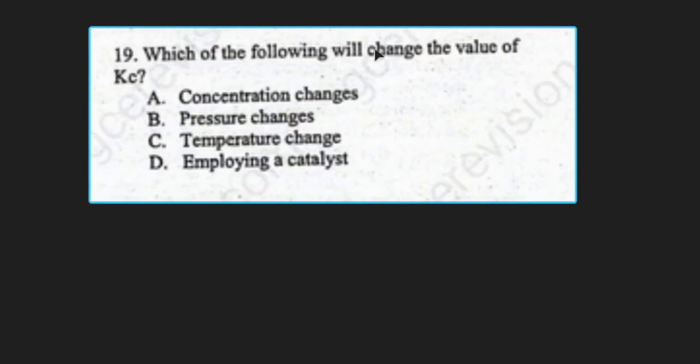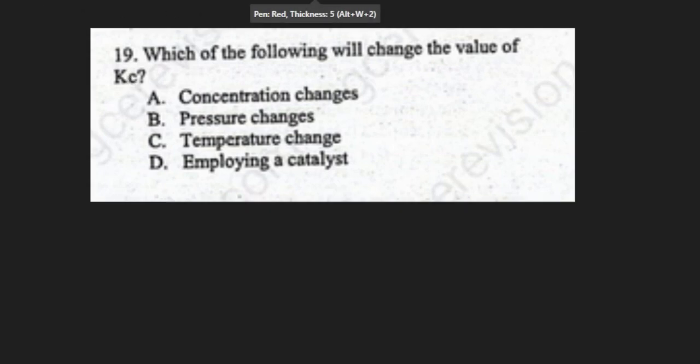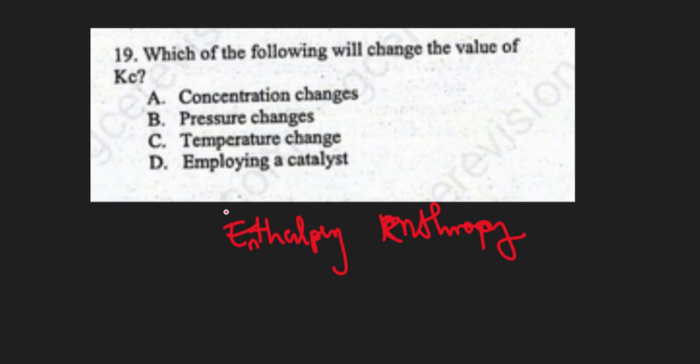Question 19. Which of the following will change the value of Kc? The physical factor that really changes the value of Kc significantly is temperature. Temperature changes both the enthalpy and the entropy of a reaction. However, other factors like introduction of catalysts, pressure, and concentration do also affect the Kc, but predominantly, the effect of temperature is most significant, since it greatly affects the enthalpy and the entropy of a reaction. So our best option is C, temperature change.